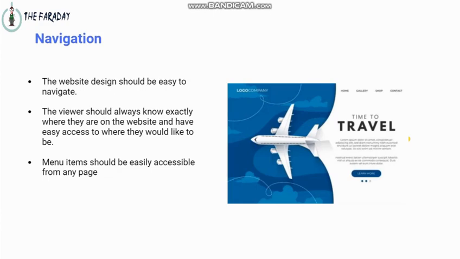Moving on to navigation, the website design should be easy to navigate. The viewer should always know exactly where they are on the website and have easy access to where they would like to be. Also, the menu items should be easily accessible from any page. So this goes back to consistency. Your nav bar, your footer, your logo should always be in the same exact spot throughout all of the different pages you have. And also the viewer should know exactly where they are.